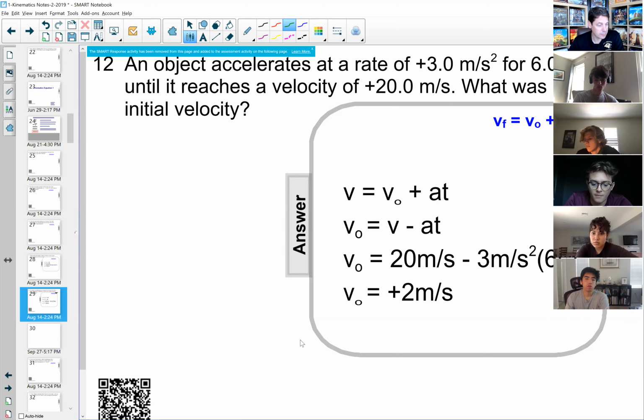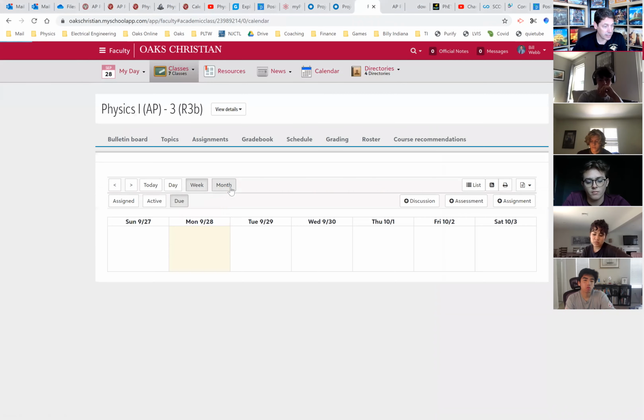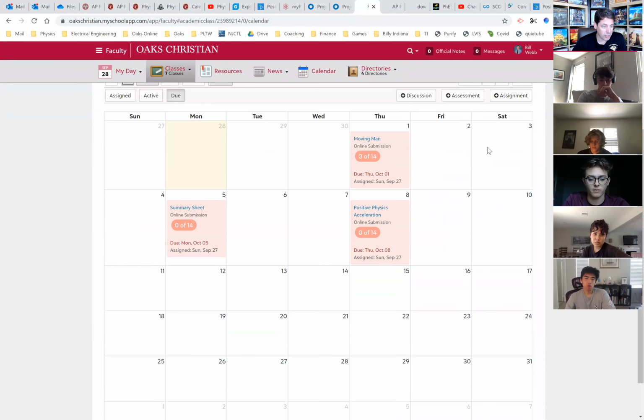So on Axis, let's just take a quick look at the calendar here so we can see what's coming up. I like to look at the calendar view personally. So here's October so far. This Thursday, the Moving Man Lab is due. Next Monday, the summary sheet activity is due. And next Thursday, the positive physics acceleration is due. So those are the 3 assignments.